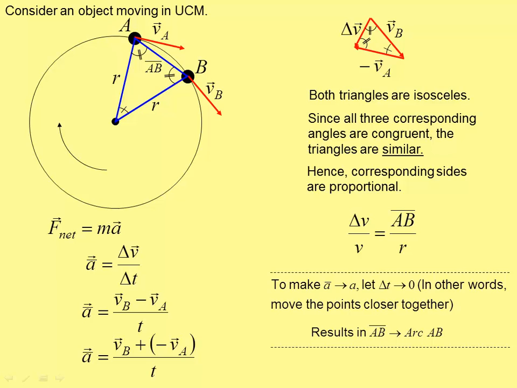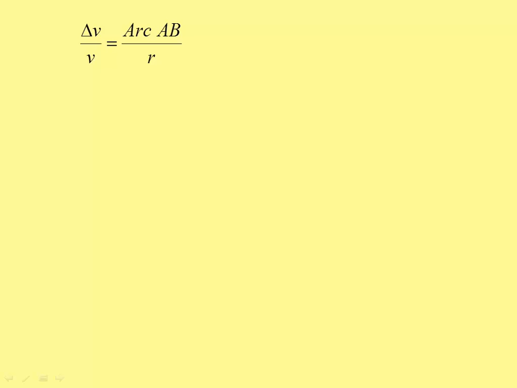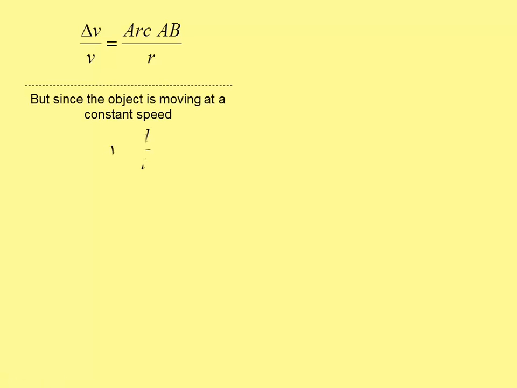So let's make that substitution. There we go. That leaves us with a proportionality that says that the change in the speed is to the speed what the arc length AB is to the radius. Okay, next step. Remember that this object is moving at constant speed. Since it's moving at a constant speed, the speed is simply the distance over the time. But since it's moving in a circle, the distance around once is the speed times the time. And the distance in this case is the arc AB.